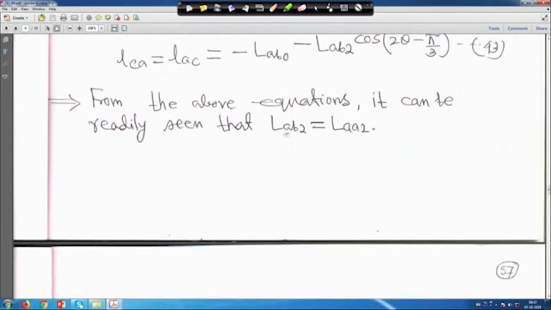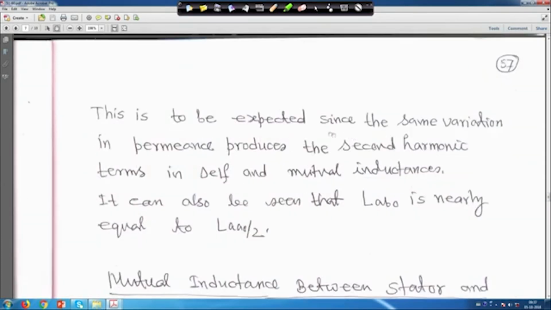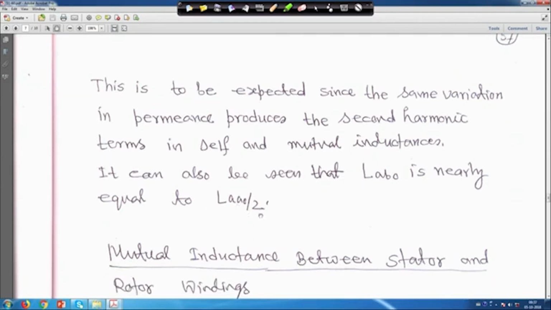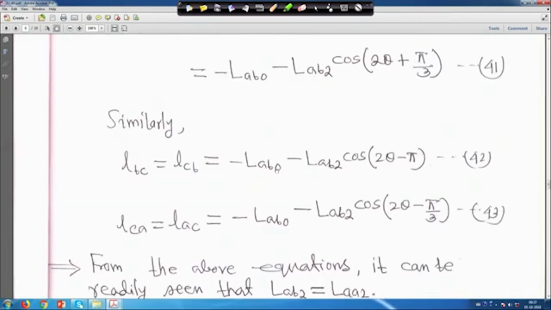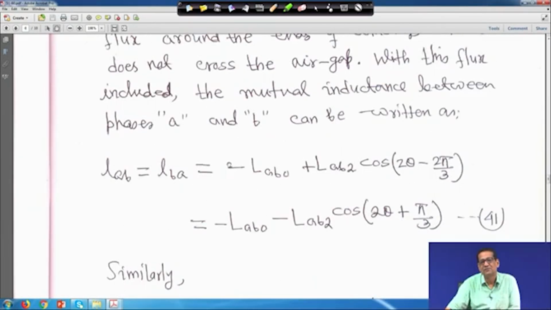So that is why it is written LAB2 is equal to LAA2, right. Now, this is to be expected since the same variation in permeance produces the second harmonic terms in self and mutual inductances. It can also be seen that LAB0 is nearly equal to half of LAA0, if you neglect the leakage one. So, this is your mutual inductance between the two phases of stator winding, right.